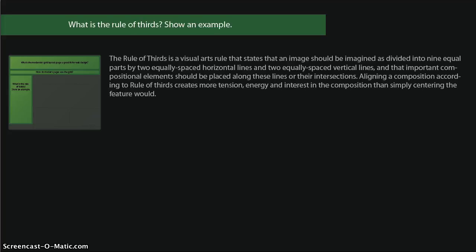The rule of thirds. So what is the rule of thirds? The rule of thirds is a visual arts rule that states that an image should be imagined as divided into 9 equal parts by 2 equally spaced horizontal lines and 2 equally spaced vertical lines, and that important compositional elements should be placed along these lines or their intersections.